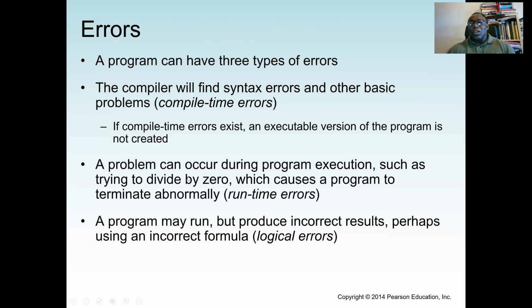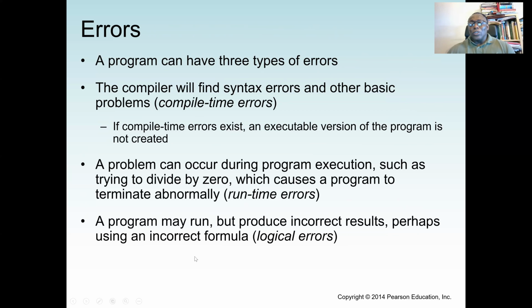Also, a problem can occur during the program execution, such as trying to divide by 0. This is called a runtime error, which means the syntax was okay. So when I compile, there's no problem. But when I run it, I have a problem because I'm trying to divide a value by 0, which is not correct. It's an error. So it's a runtime error.